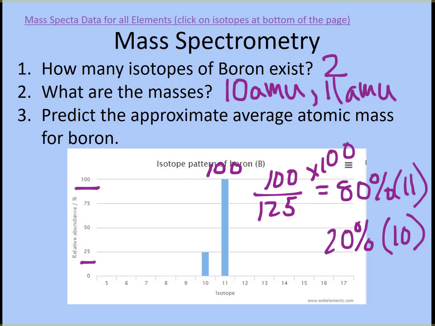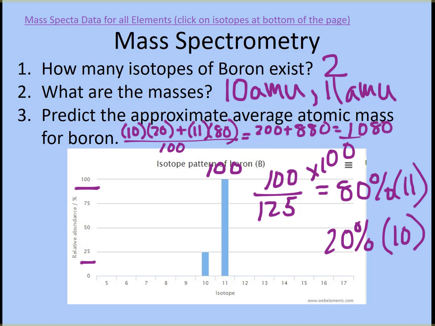So use your formula. I'm going to do the 10 first. So 10 times 20 plus 11 times 80. And remember, get rid of the percentages. And when I do my math, I get 200 plus 880. So we have 1080 and then divide by 100, and I get 10.8. So this is my average in atomic mass units.